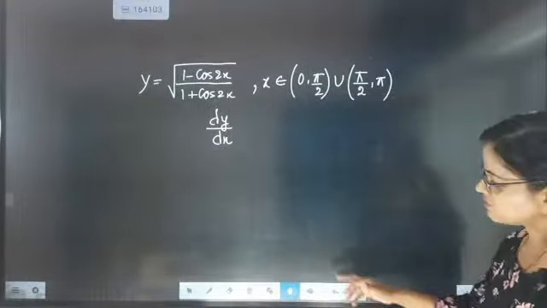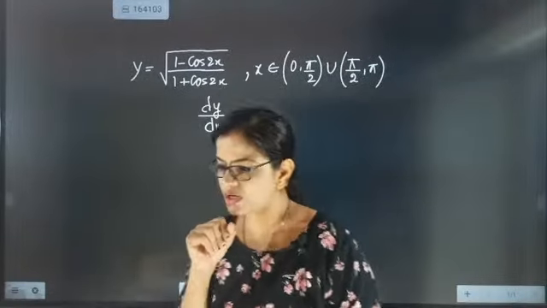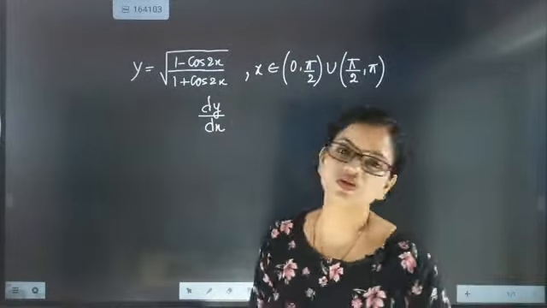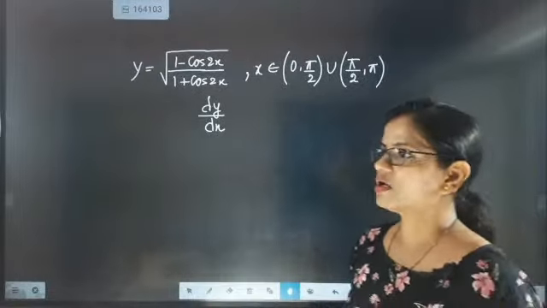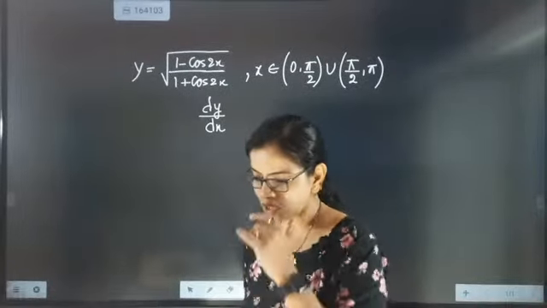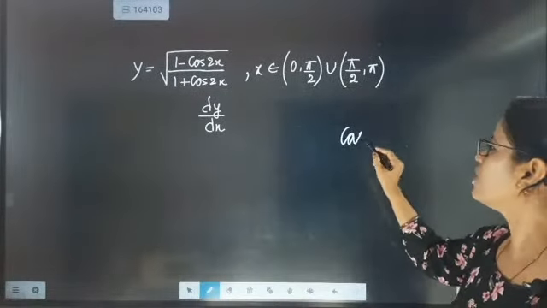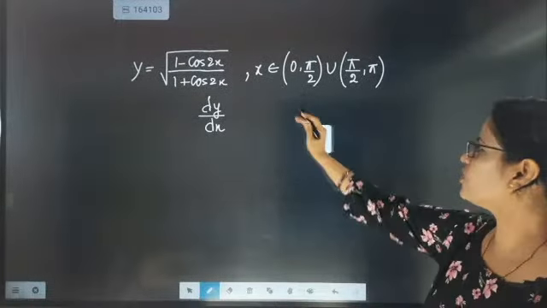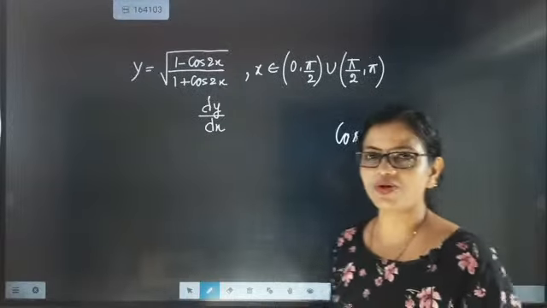Look into this question. y will be equal to root under 1 minus cos 2x by 1 plus cos 2x. Then the first thing is that you should know the formula. What is the formula? Come on, the formula for cos 2x. If somebody tells you the cos 2x formula, then I will play with the cos 2x formula now. I really like the formula of cos 2x.